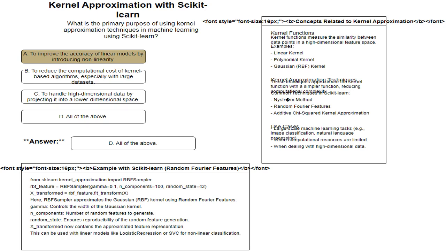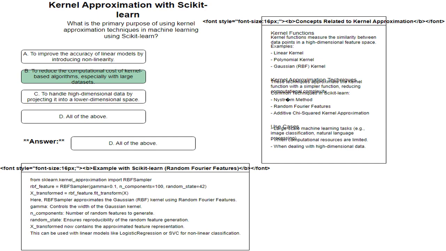Correct. Kernel approximation methods aim to reduce the computational complexity associated with kernel calculations, particularly when dealing with large datasets, by approximating the kernel function with simpler functions. B. To reduce the computational cost of kernel-based algorithms, especially with large datasets.